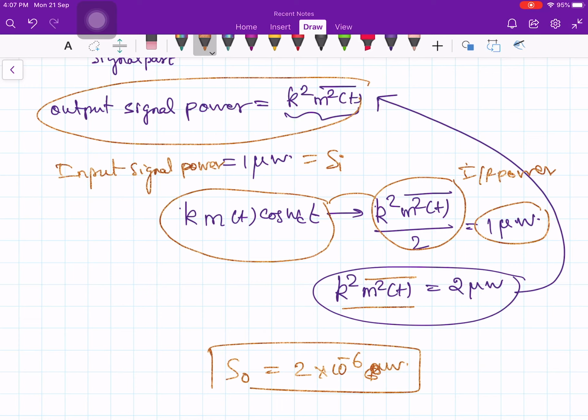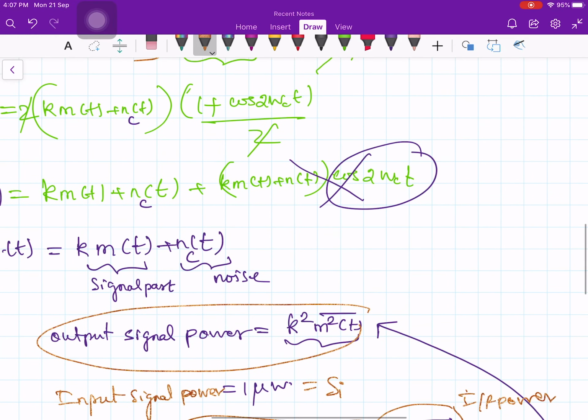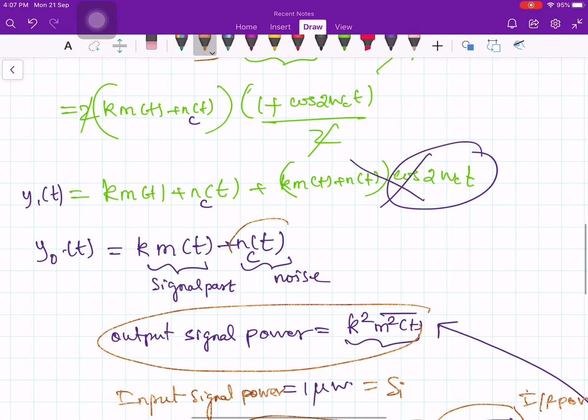Okay, so output signal power is known now. The only thing left is the output noise power. So what is output noise? If you look at the demodulator, the output of the demodulator is nc of t. So what is the power of this? It is nc square of t, right?